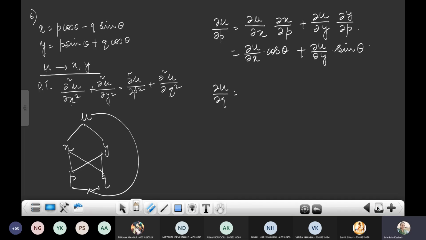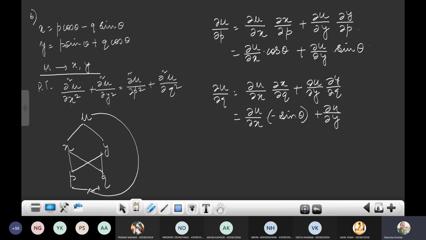Now similarly, del u del q, we will be getting del u del x, then x with respect to q, plus del u del y, and then y with respect to q. I think similar type of substitution we might have done for the first order previously, in one question. So next, del u del x into del x del q. So del x del q is minus sin theta, plus del u del y into del y del q. So that is my cos theta.